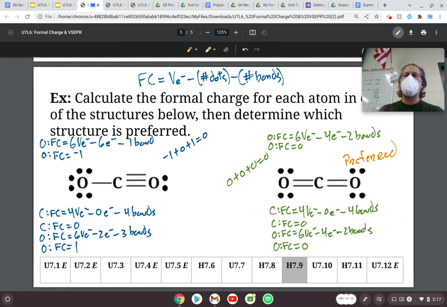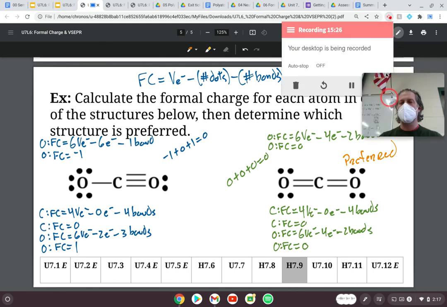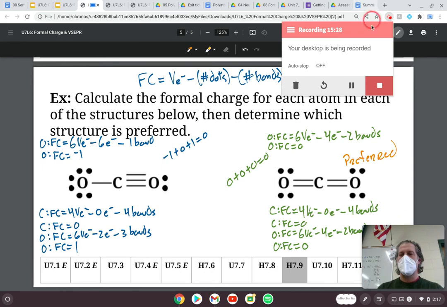Now, so that's how we do formal charge today. And so any other questions about formal charge for the time being? Okay.